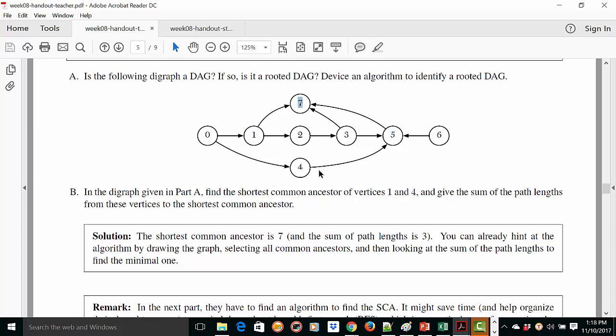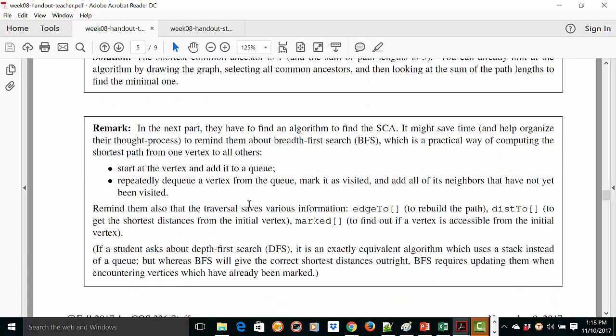Now, the shortest common ancestor would be the one that minimizes it. Obviously, in this case, it would be 7. 7 has a path length of 3, because that's 1 here, and then there's 2 here. So this 2 plus 1, that's 3. 7 is the one, not the 5, because 5 has a path length of 3 plus 1, which is 4, and 7 has a total path length of 3. So that's part B.